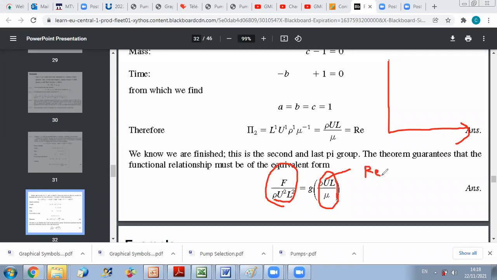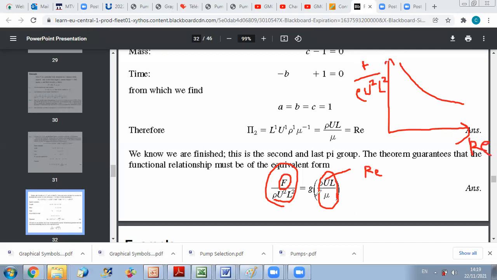And your experimental setup will allow you to measure the force F resulting on your system and to calculate the corresponding group of F. So you can draw a graph of F over rho U square L square. This term is a coefficient. It depends on the direction of the force F to determine if it's a drag or lift coefficient. And then you will get a graph, for example, of this factor as a function of Reynolds number.